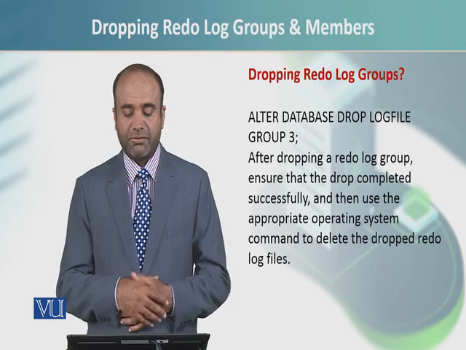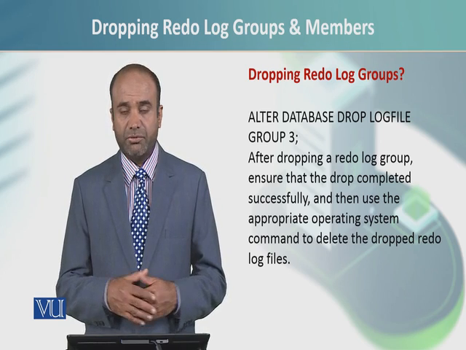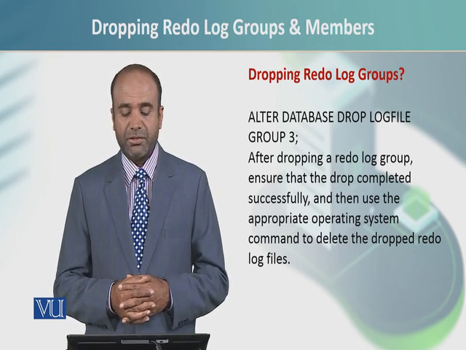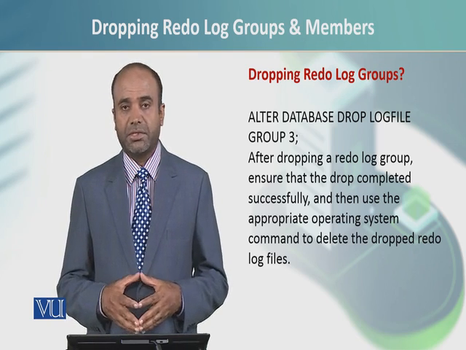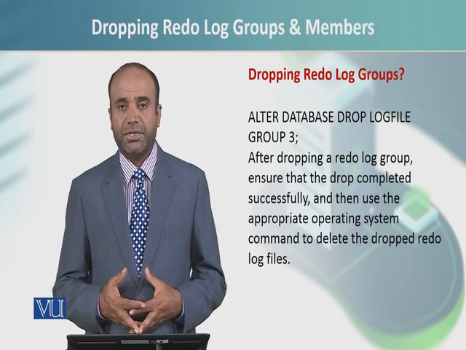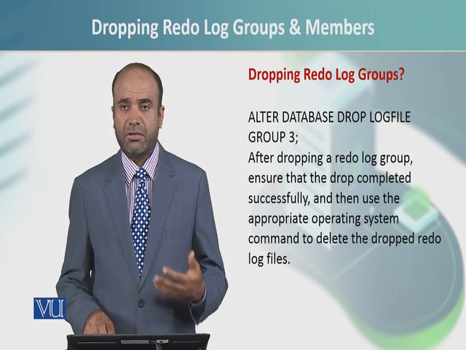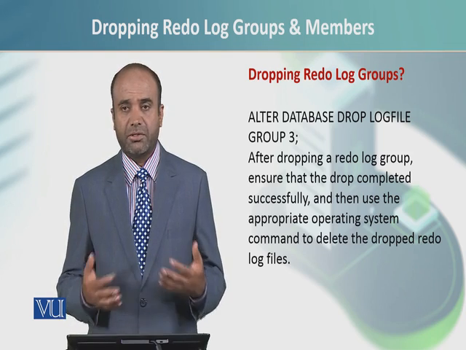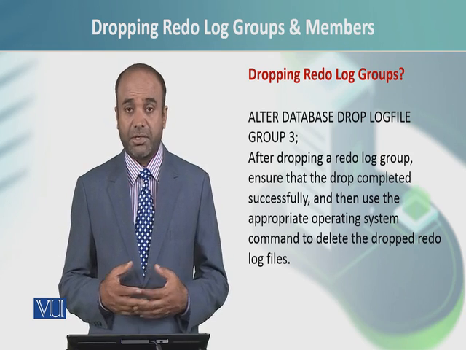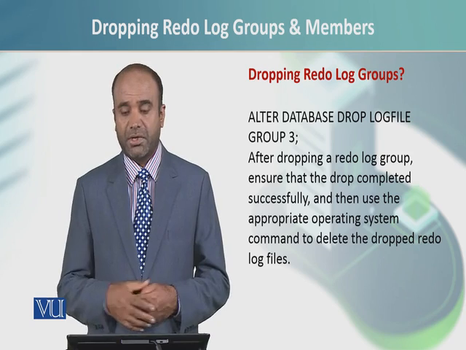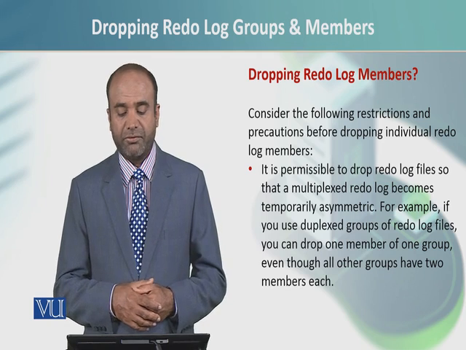We can write it this way: after dropping a redo log group, ensure that the drop completed successfully, and you must see the message "successfully done". Then use the appropriate operating system command to delete the file as well. Removing the file means it does not give you any confusion later on, because normally the DBA performing these tasks, or maybe analyzing them after one month or a few days, forgets whether that particular file was dropped with the command but is still available physically on the hard disk in a particular folder.